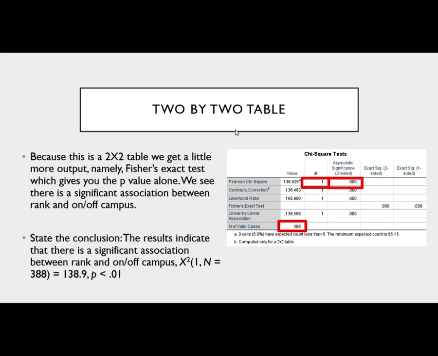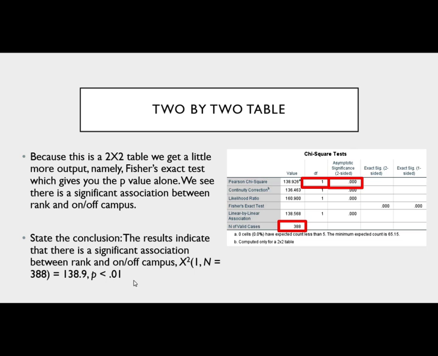Okay, so we're going to look at our 2x2 table. Because this is a 2x2 table, we get a little more output, namely Fisher's exact test, which gives you the p-value alone. We see there is a significant association between rank and on and off campus. So here's my significance, 0.000, so less than 0.01. Degrees of freedom is 1, and our sample size is 388. So we state the conclusion. The results indicate that there is a significant association between rank and on-off campus, and I report it out that way.